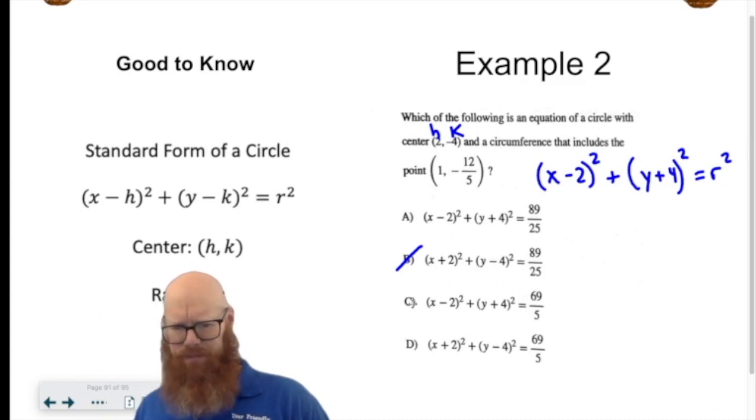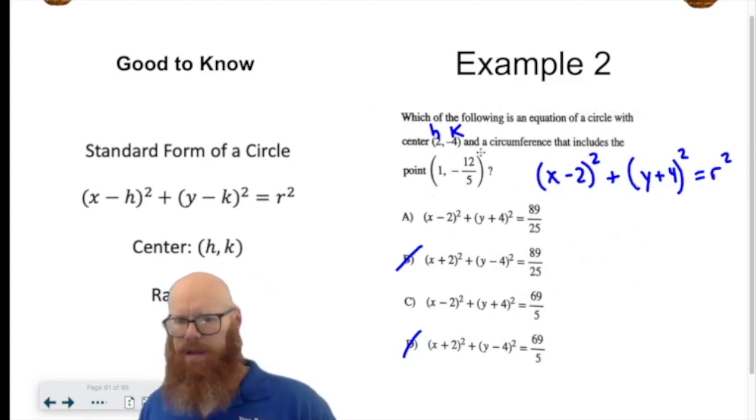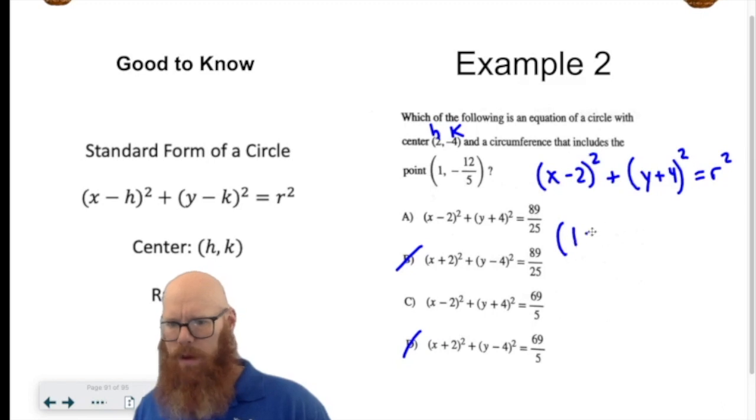So we can get rid of b, and we can get rid of... does that get rid of all of them? Oh, no. That gets rid of b and d. My bad. So A and C are both possible because they have x minus 2 and y plus 4 in them. Now we've got to find r. The best way to find r is to simply plug in the point that they give you. So we end up with (1 minus 2) squared plus (-12 over 5 plus 4) squared equals r squared.